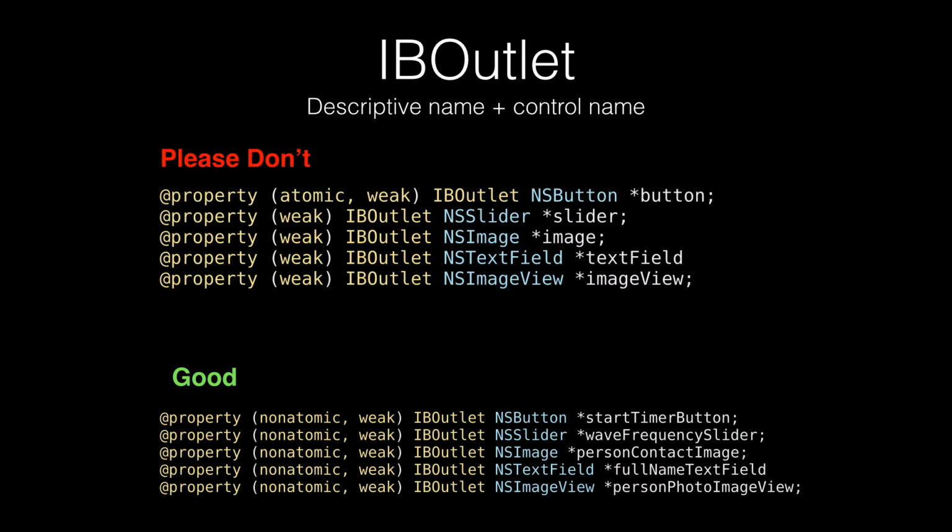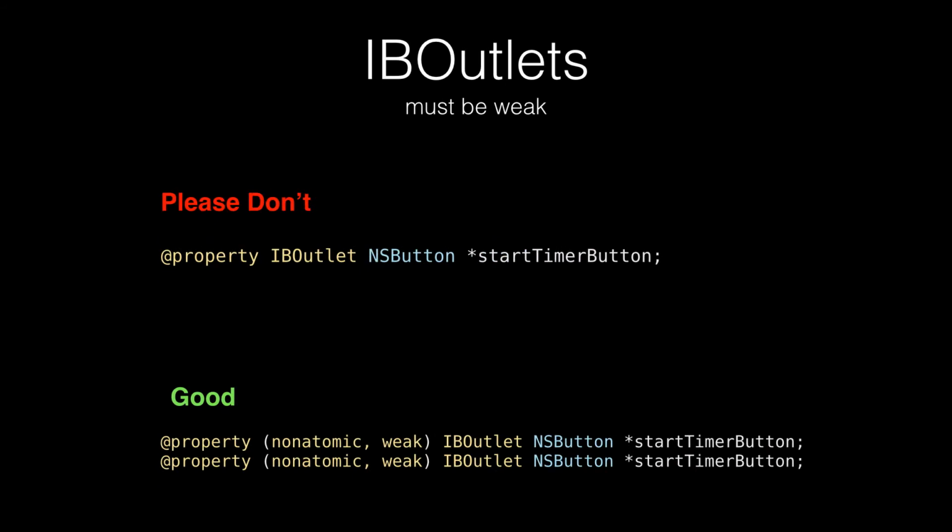So with IB outlets, I think it's really important to end the name of the IB outlet in the name of the control that you're creating that outlet for, and have some description before that. So just remember, a descriptive name plus control name, and you'll never have to wonder what kind of IB outlet you're trying to use.